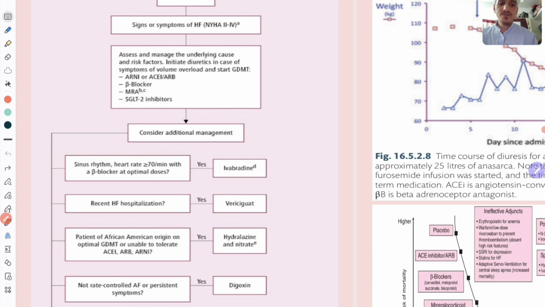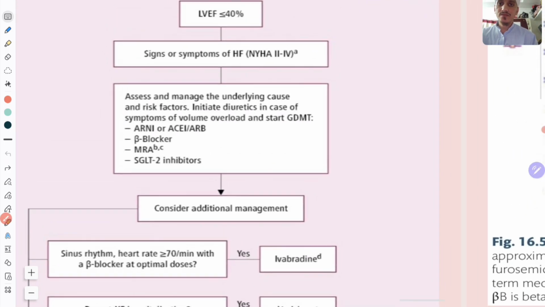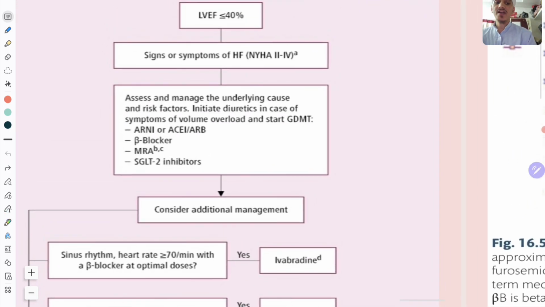So this is HFrEF. The ejection fraction is less than 40%, with signs and symptoms of heart failure in stage 2 to 4. Now one more point: if the patient has atrial fibrillation with heart failure, then you can use digoxin. Digoxin does not reduce mortality. Okay, digoxin or amiodarone you can use.